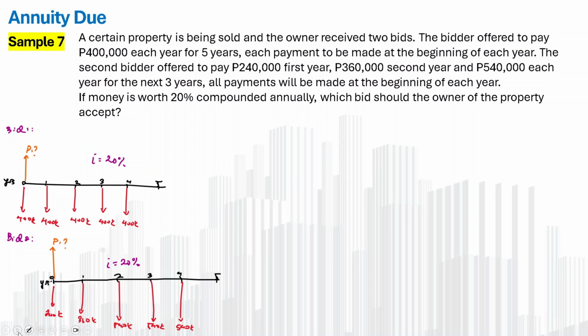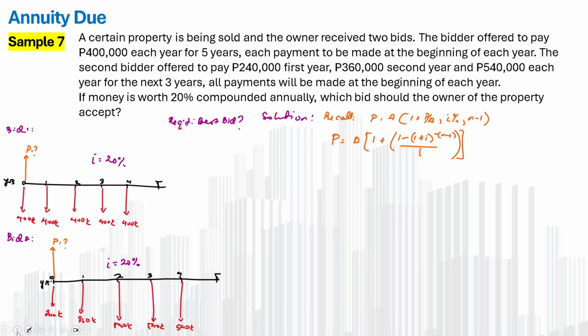So we solve muna yung present value ng each. Let's try muna yung bid 1. So ito yung sa bid 1. All we have, ito yung ginamit kong formula naman this time. N minus 1. So in this particular case, magiging 4 siya. So magiging 1, 2, 3, 4. There we go. And we will get a present value of 1,435,493.83.